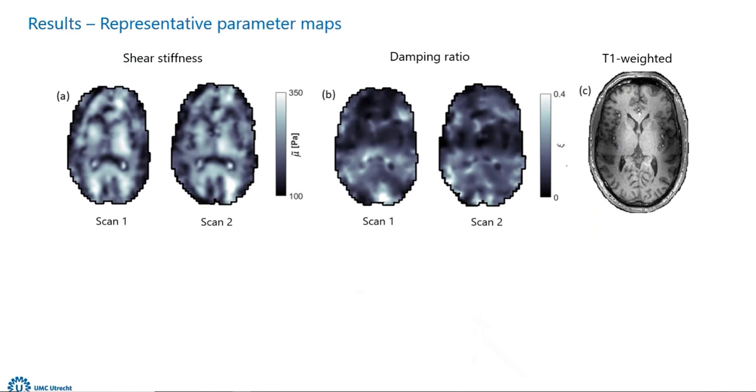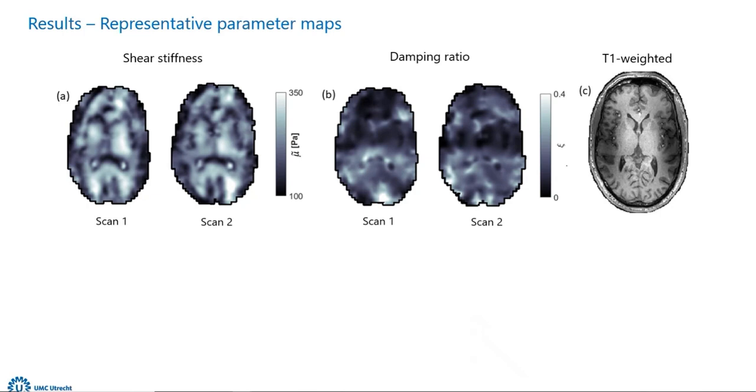So then we can already take a look at some results. So these are the representative parameter maps of the shear stiffness and damping ratio. And on the right-hand side, you can see a T1 weighted scan just for anatomical reference. And you see we have both scans here where the second scan has been co-registered to the first scan.